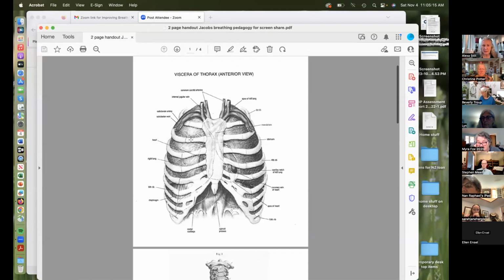So as you can see, your lungs are a triangular shape. Chris likes to talk about that too. And the bottom of them gets really pretty big.